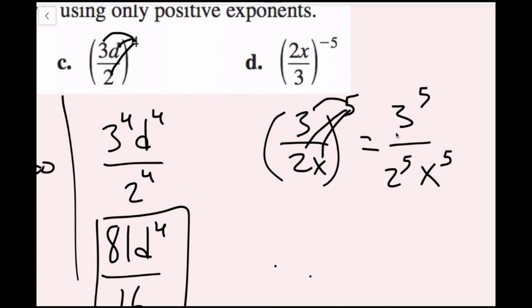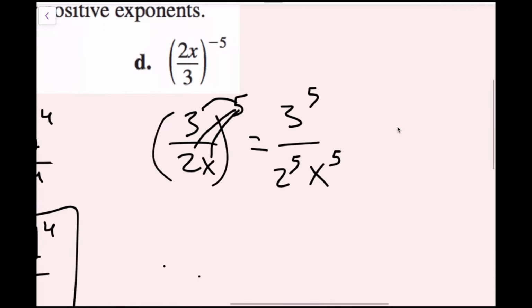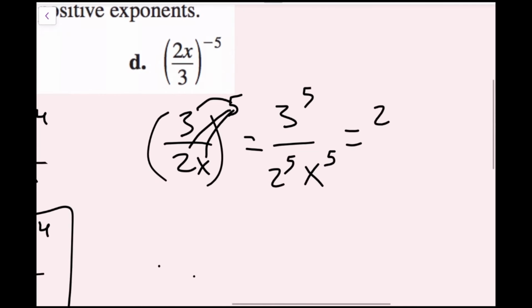And 3 to the 5th power, okay, well, 3 to the 4th is 81, and then 81 times another 3 is going to give us 243. Over, well, 2 to the 5th power is going to give us 32. x to the 5th power. Okay, now we're done with this one.